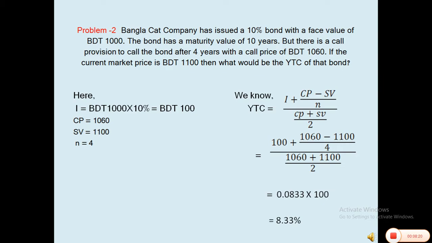We get these values by applying them to the formula. Then we get YTC 8.33%.